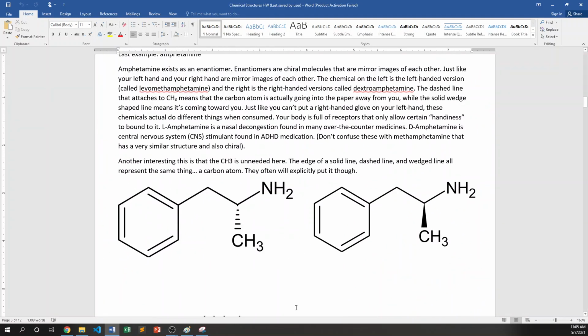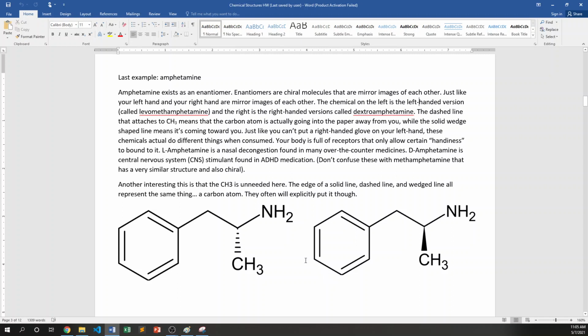So this is amphetamine. One is pointed toward you, one's pointed away. So the left-handed one is called levoamphetamine. Oh, and that's not meth. It should be levoamphetamine. That's going to be a mistake on the sheet. I just realized that. The other one is Dex.